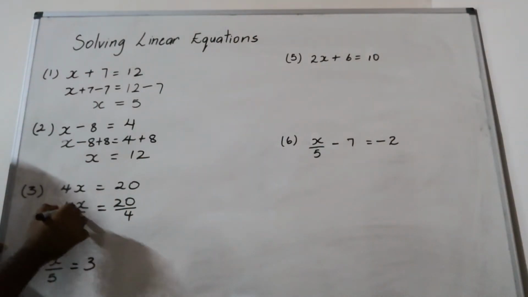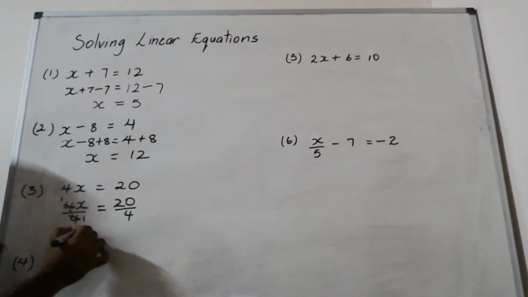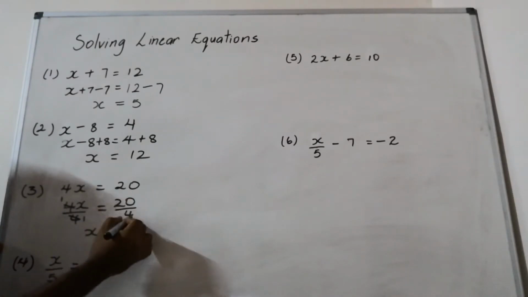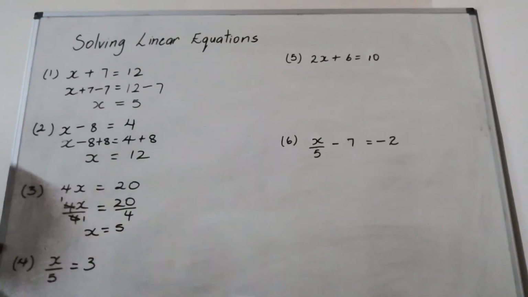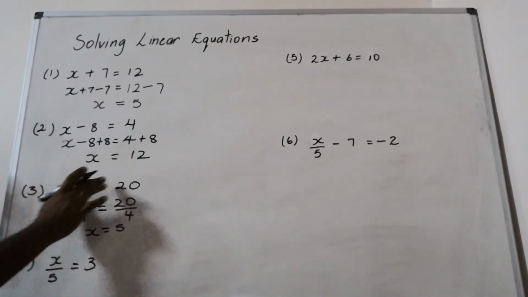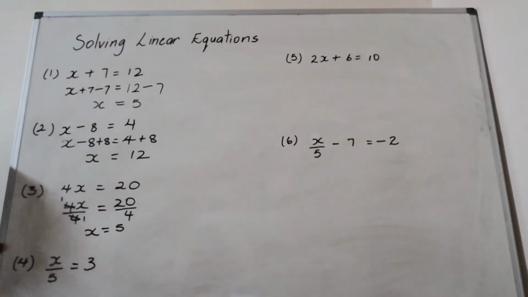4 into 4, 1. So we will have x remaining here. And that will be equal to 20 divided by 4, which will be 5. So our answer for x here is 5. And we can check it back. 4 times 5 will give us 20.